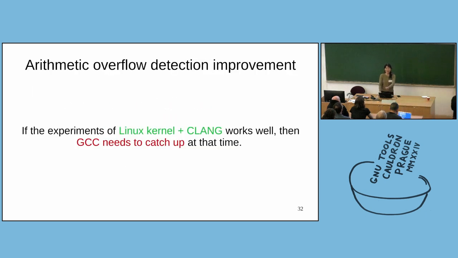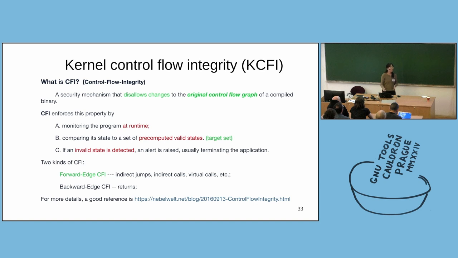So the overflow detection will watch the Clang's experiment. The KCFI, I don't think I have enough time to explain the several slides. So maybe just jump. Yeah. The control flow integrity is a security mechanism that I think most people might know. It disallows changes to the original control flow graph for a binary.